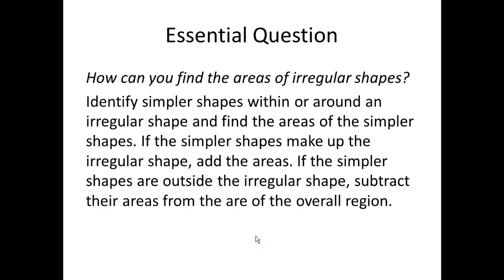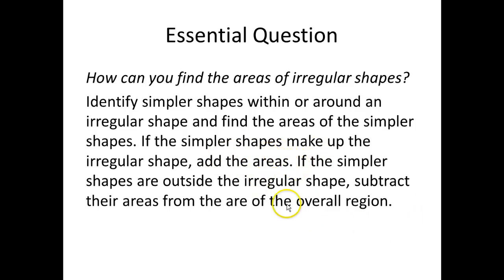Okay, so the question we were trying to answer is, how do you find the areas of irregular shapes? What you want to do is basically break it down into things that you already know how to find the area of. So you want to identify the simpler shapes within or around an irregular shape and find the areas of the simpler shapes. If the simpler shapes make up the irregular shape, like they did in the parking lot example, example 1, then you're going to want to add the areas together just like we did.